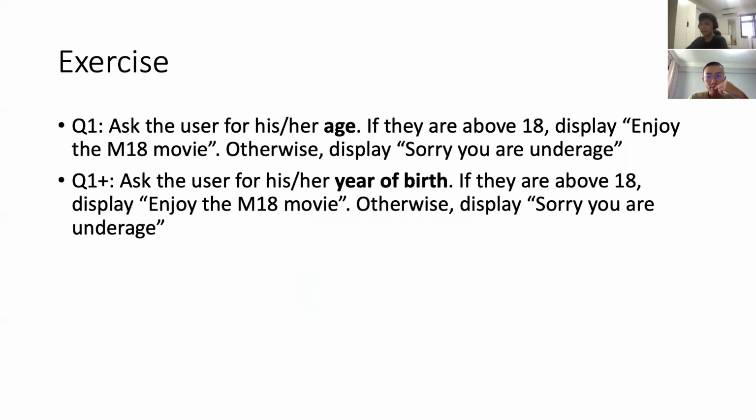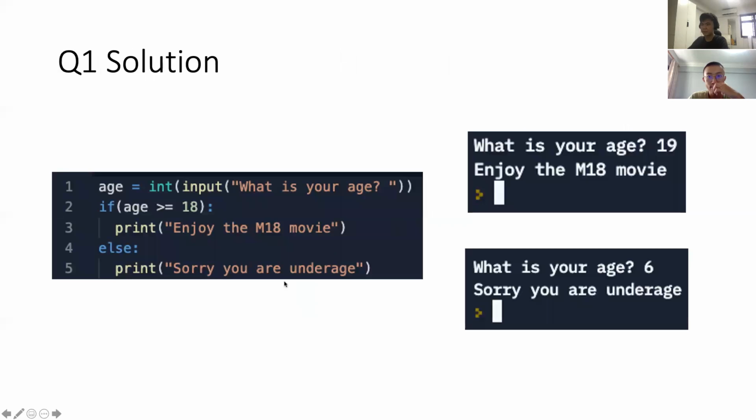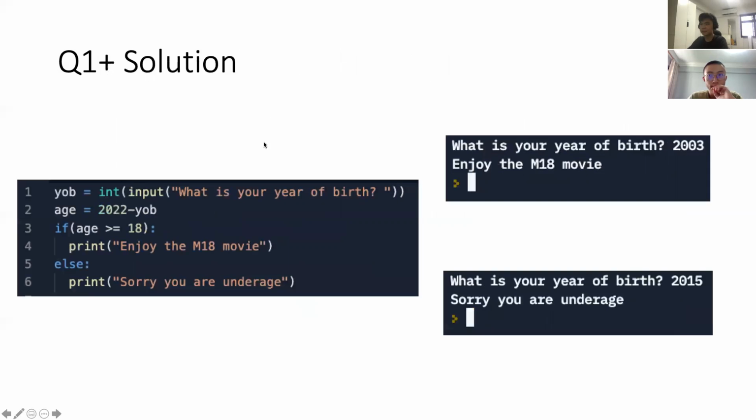Previously we went through an exercise of asking the user for their age, and if their age was above 18, we said enjoy the M18 movie. Otherwise, we say sorry, you're underage. So this was the solution. Do you understand this code? Is it familiar? Yes. Okay, the int here is important for converting the user's input to a number. And if you want to ask the user for their year of birth instead, then you can calculate the age using 2022 minus the year of birth.